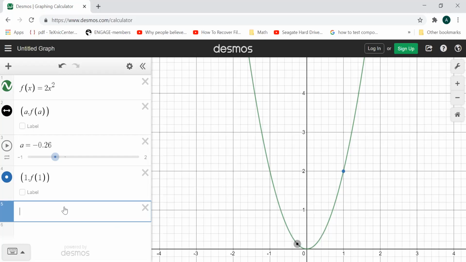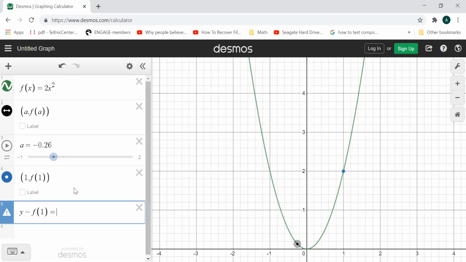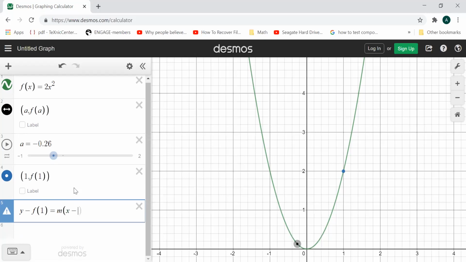So I want those connected, and I'm going to say y minus, let's choose our reference point, be this one, 1 comma f of 1. Y minus f of 1 is equal to the slope, which we don't know yet. I'm going to say m times x minus 1.